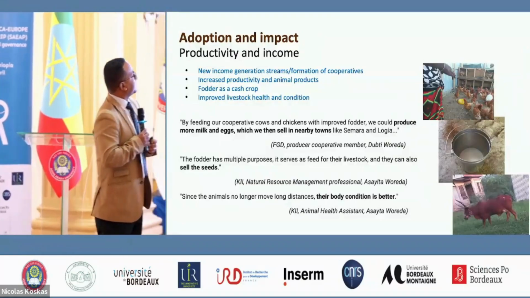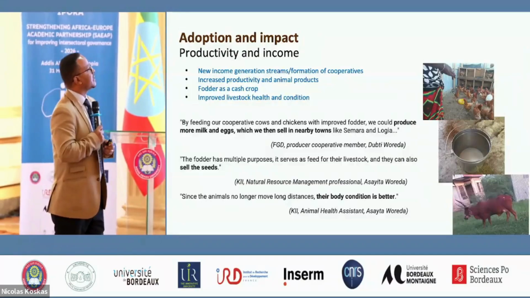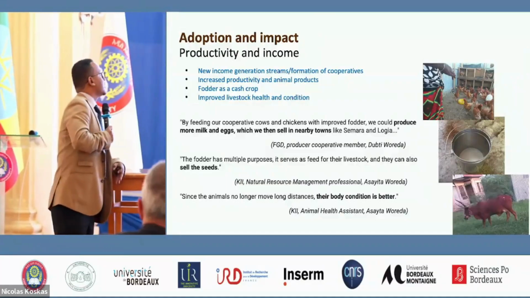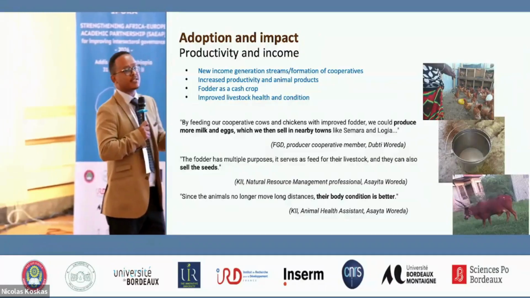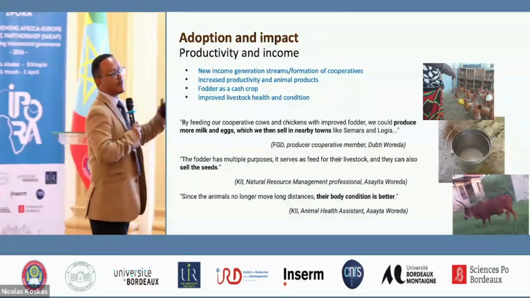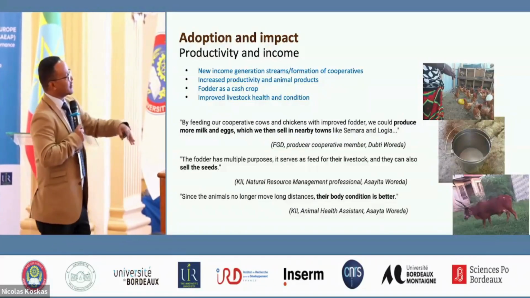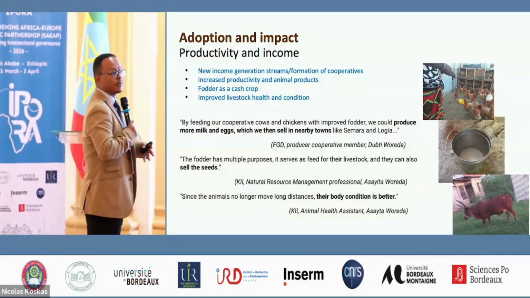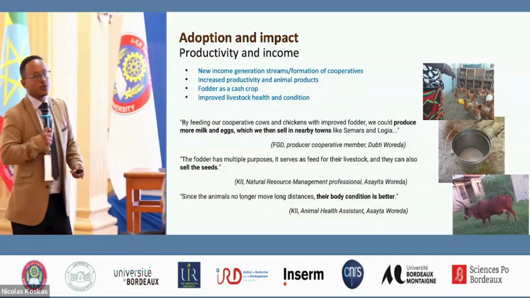Some impact that we see that were mentioned from productivity and income perspective, we see a number of things: new income generation streams, formation of cooperatives, increased productivity and animal products, as highlighted by some of the animal experts. And we're trying to illustrate by the oxen that you see on the bottom. Fodder as cash crop, it's not just for your own animal feed, but also to sell it elsewhere.